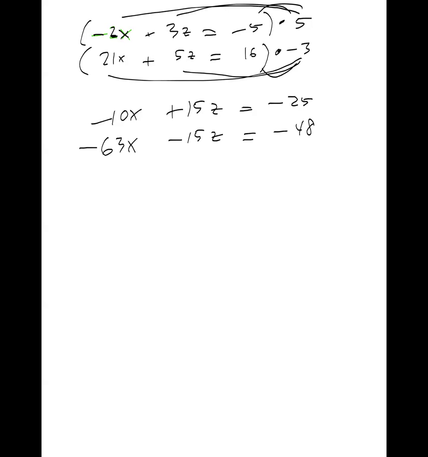Now, what happens next? Any ideas? Once you get into the form where that letter, the common letter, crosses out, then you're good to go. So does that letter cross out now, the z's that were in common? Yeah, so let's add these up. So negative 15z plus 15z is just 0. What about negative 10x plus negative 63x? Negative 73x. What about negative 25 plus negative 48?